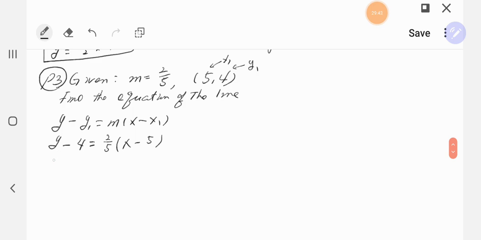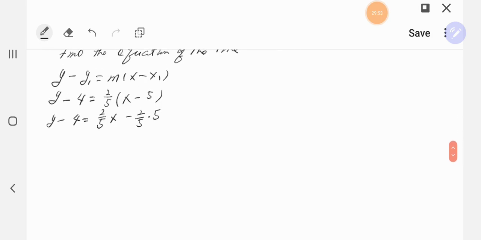Okay, so from here, let's simplify. y minus 4 is equal to 2/5 times x minus 2/5 times 5. Distribute, right? So y minus 4 is equal to 2 over 5 x minus, cancel out 5, 2. And then move minus 4 to the other side. So y is equal to 2/5 x plus 2.